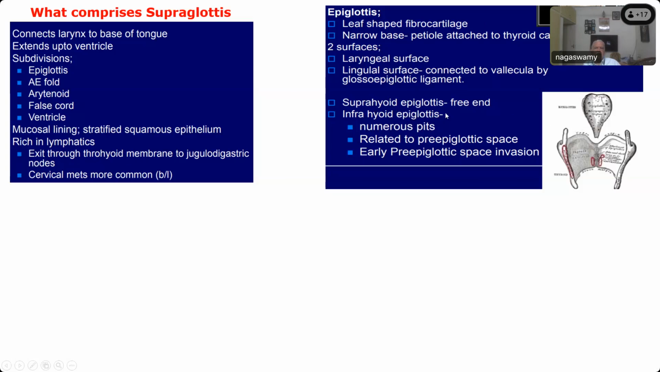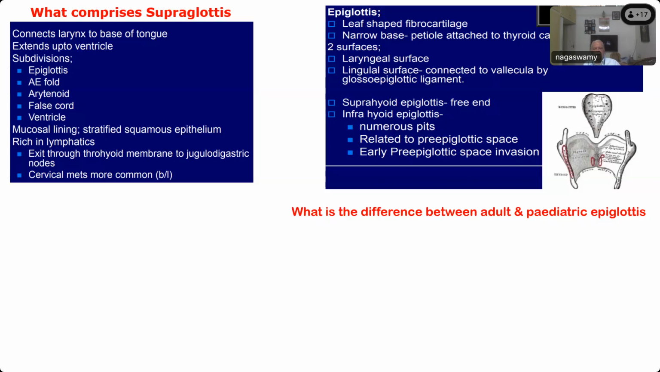In the suprahyoid epiglottis, free, and infrahyoid epiglottis, there are numerous attachments, and this is how the whole thing looks. Now, what is the difference between adult and pediatric epiglottis? This is a common question, especially if you have a pediatric patient, they may ask you this routinely. In what way does the pediatric epiglottis differ from the adult epiglottis?